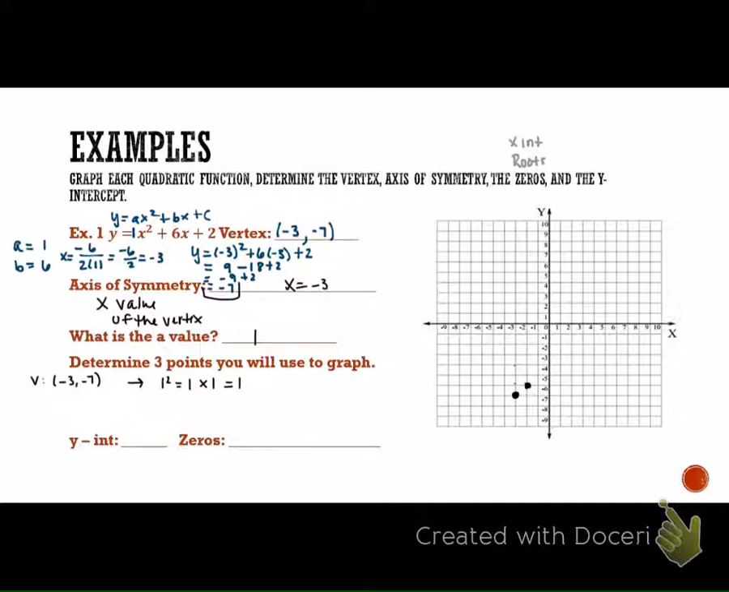Okay, so 2 squared is 4, right? What's our multiplier? 1. So we're going to go out how many and up how many?